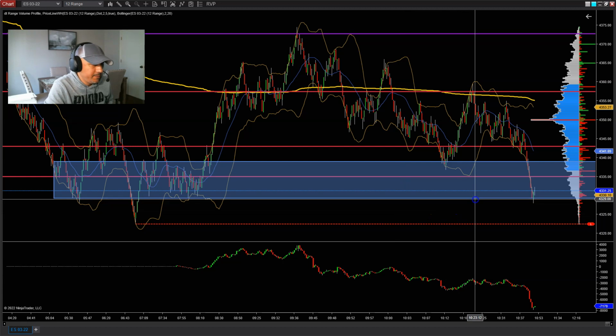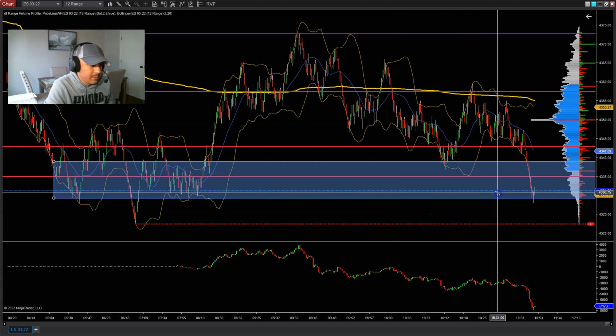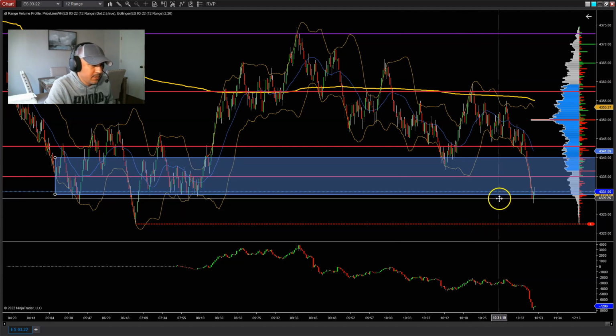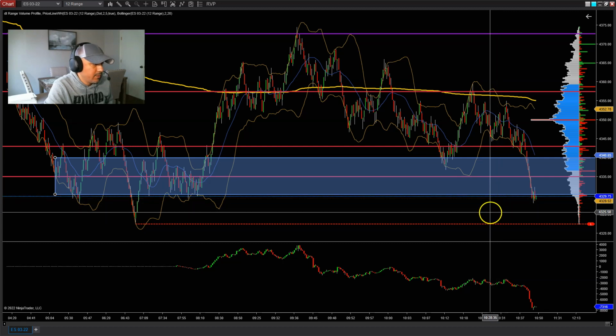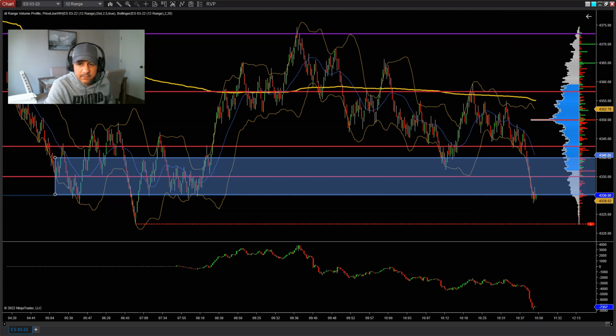Price break this area. Trying to see. Okay. Yep. We could push on down here, guys. We could definitely push on down, so. Yeah. We have to be careful here.